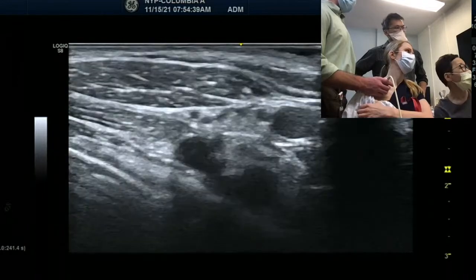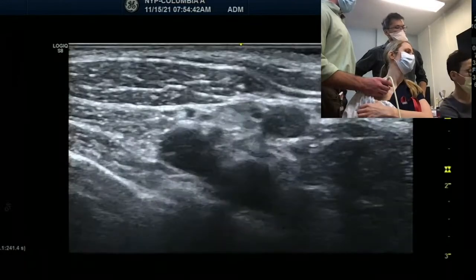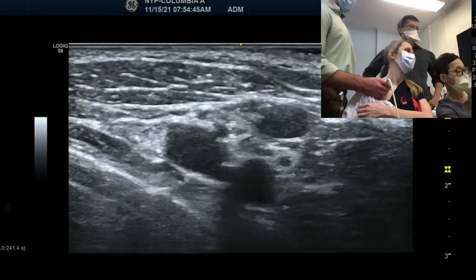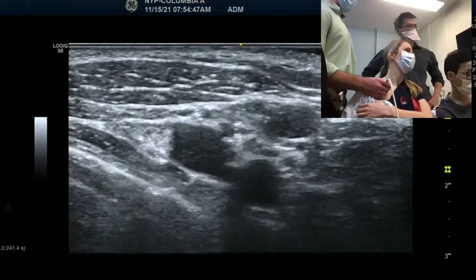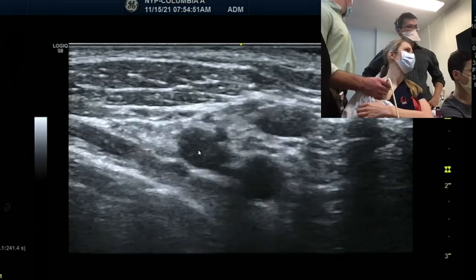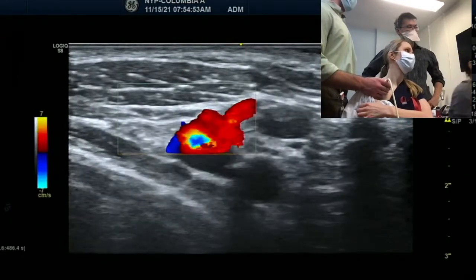Now, the axillary artery is here. Stay there. So this is the axillary artery, right? Color flow. Yeah, axillary artery.